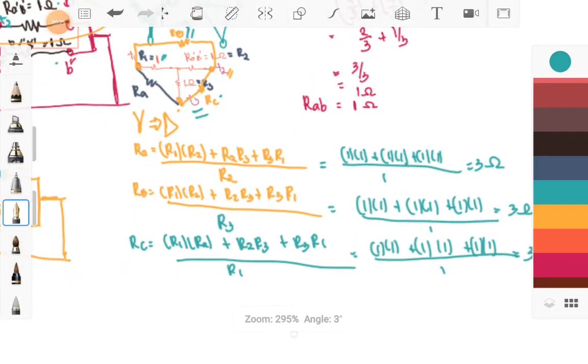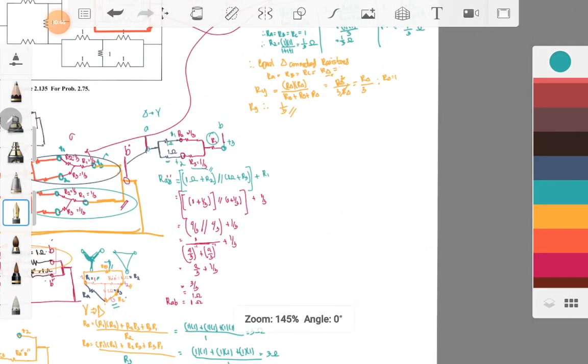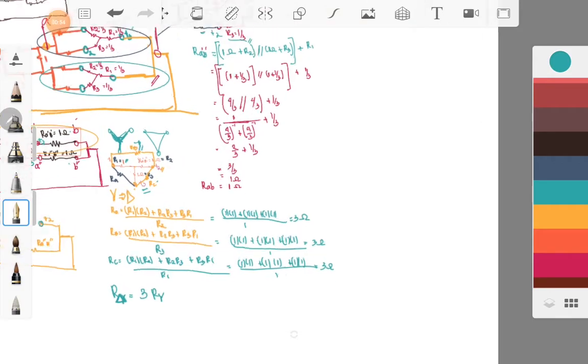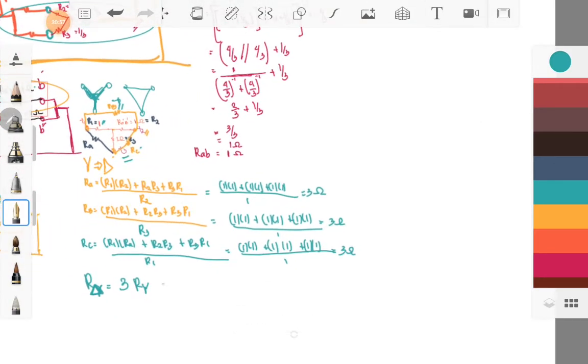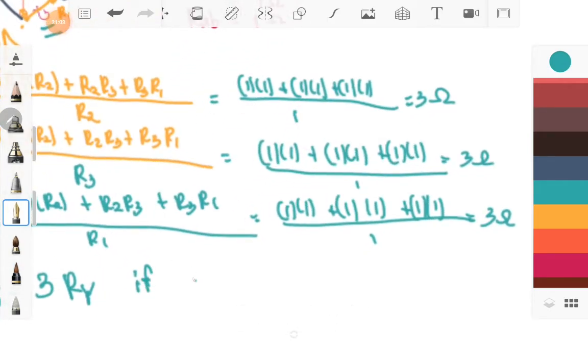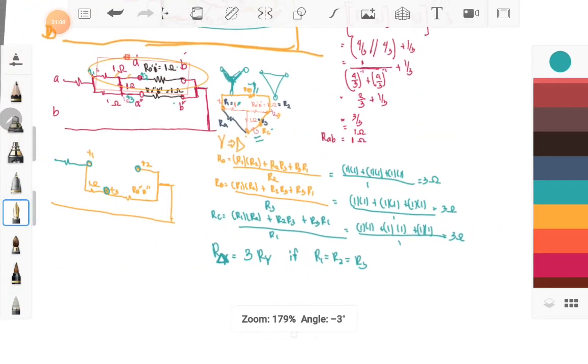So therefore I may say that my R delta connection is equal to 3 R Y connection. If you go back to this formula, you'll notice you only need to cross multiply. So we have R delta equal to 3 R Y, if and only if R1 is equal to R2 is equal to R3.